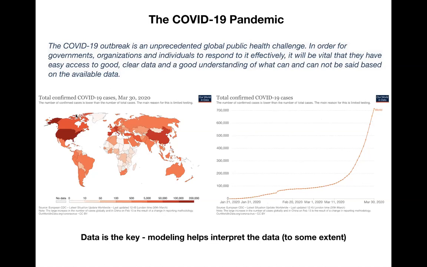which is called modeling. So why do we need modeling? Because modeling helps interpret the data, at least to some extent, although data is the key. And the best way is always to get the data, but modeling helps the data.